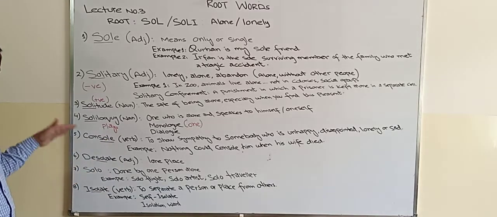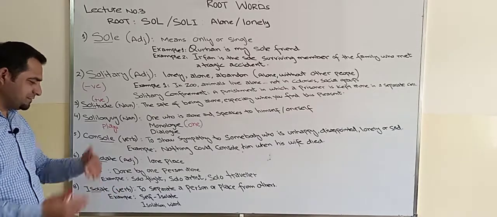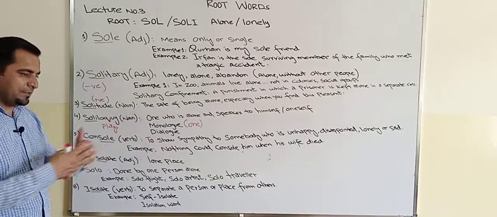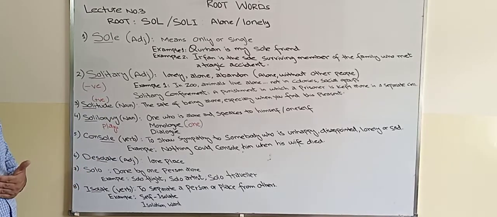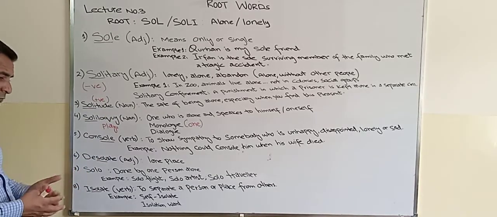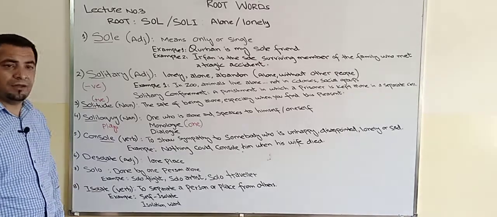And the last word, isolate, we have got the root word sol, which means to be separated. When you are separated, it means that you are alone. So self-isolate and isolation ward, these are examples of the word isolate.